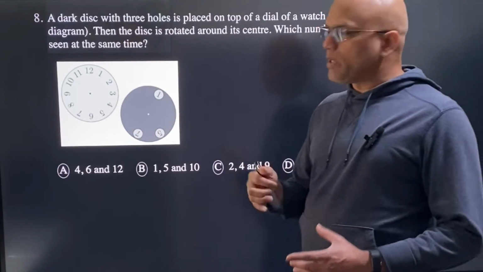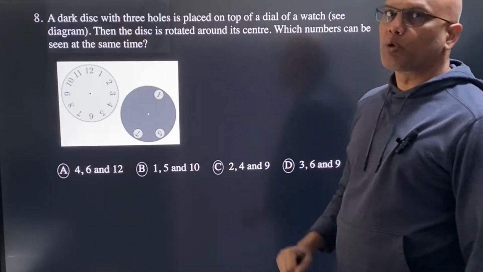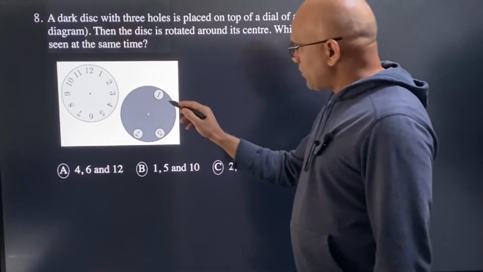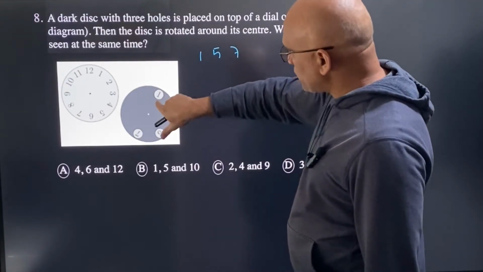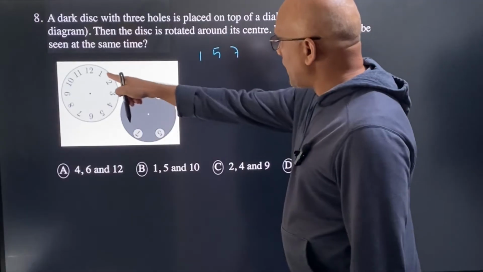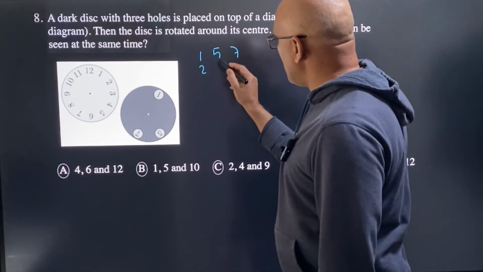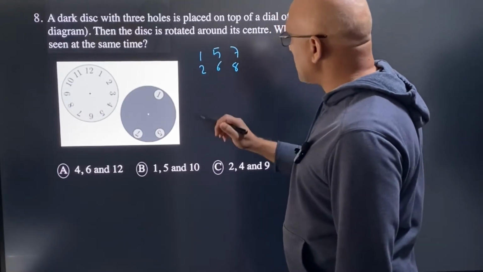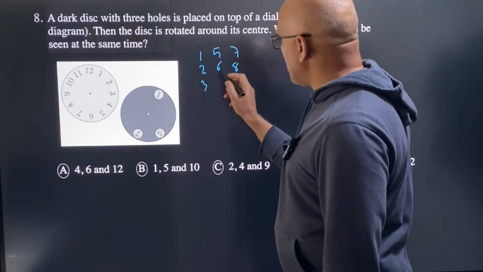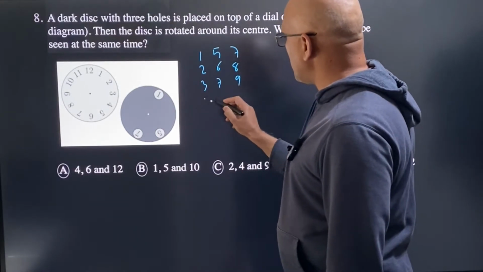So one way you can do is start rotating this dark disk slowly and write down all possible groups. So let's do that. 1, 5, 7, and then if I rotate it by 1, so 1 will go to 2. So basically it will be plus 1, plus 1, plus 1, right? So this will be 2, 5 plus 1 is 6, 7 plus 1 is 8. And again, if I rotate it by 1 more, 2 will become 3, 6 will become 7, 8 will become 9, so on and so forth.